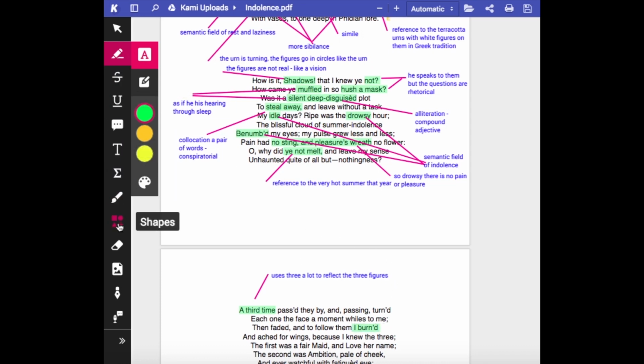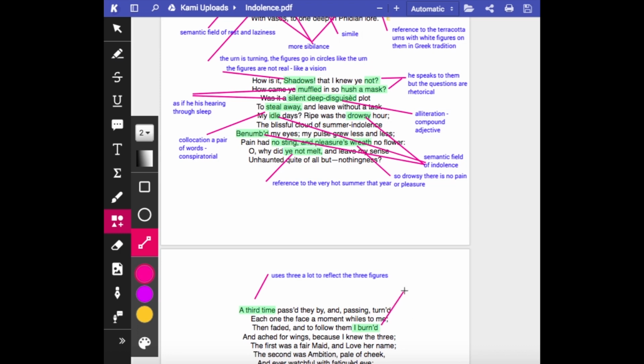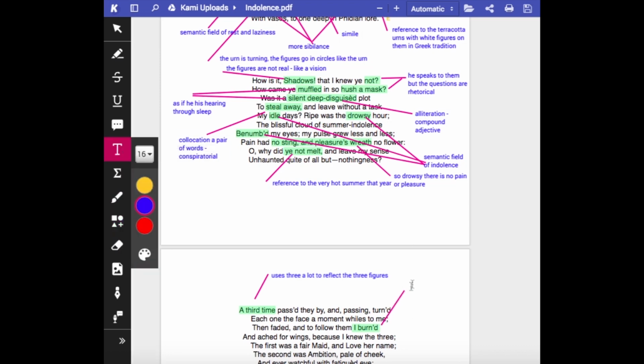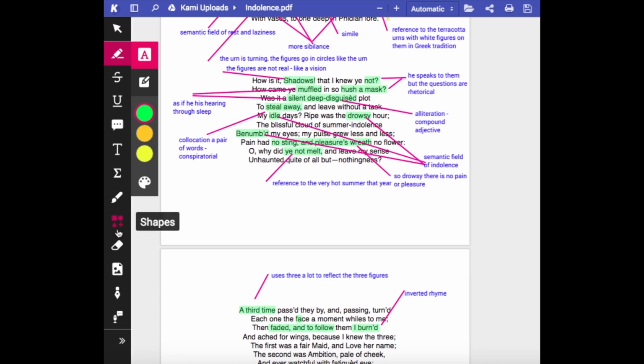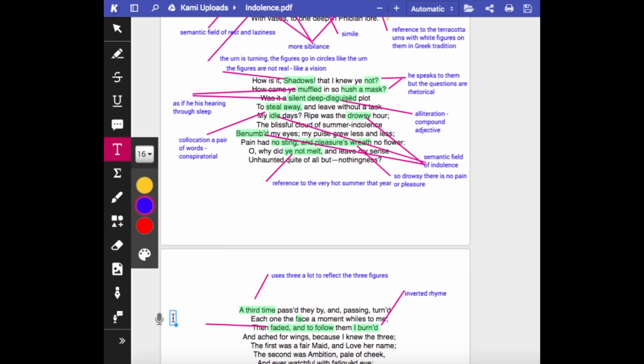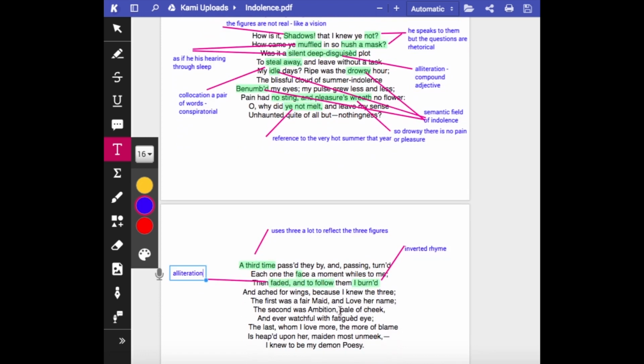That third line, "then faded and to follow them I burned," is an inverted rhyme. That's where the formal rhyme scheme is important. Turned and burned. It would be more grammatically correct for him to say, then faded and I burned to follow them, but that wouldn't rhyme. So it's, and to follow them I burned. So then Keats follows this up with a bit of alliteration. So we have the inverted rhyme, we also have some alliteration.